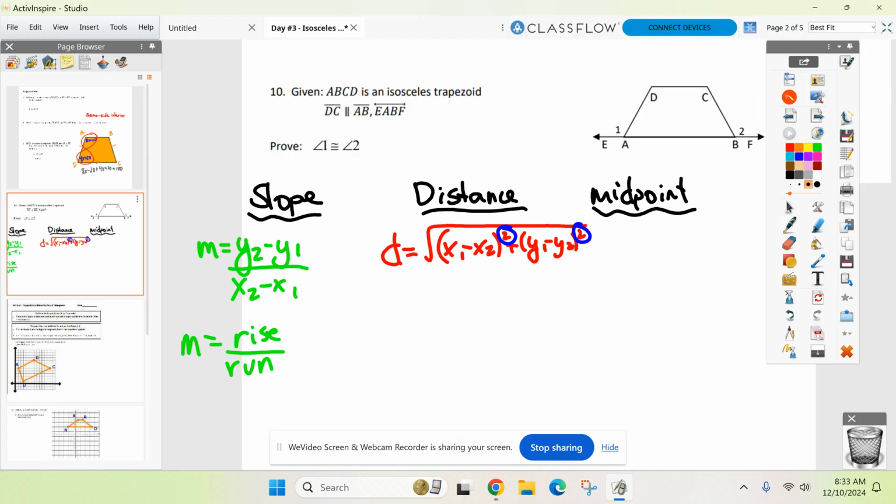And then finally, the midpoint. That's going to be add your x's, divide by 2. Add your y's, divide by 2. There's the midpoint. We're going to be using both. All three of them today.